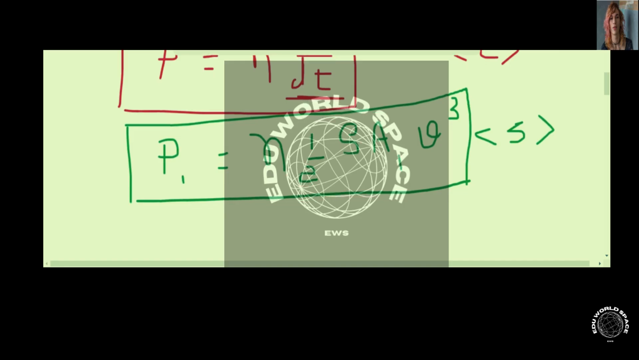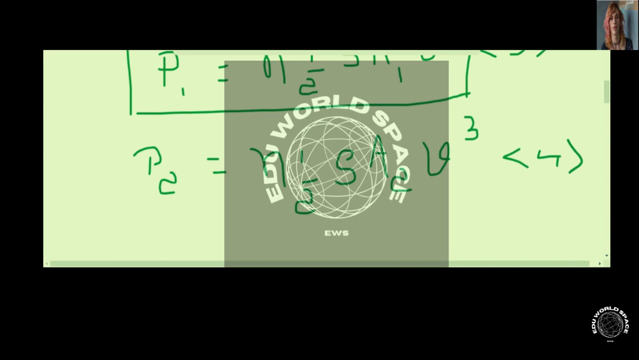Now for the second design, the power will be P2, and similarly we can write the efficiency eta. Here efficiency will remain the same, so eta 1, eta 2, or eta, all are equal. Now again 1 half rho, and instead of area A1, in the second design the area will be changed, so I can write A2, and the v cube as it is. Let's say this is equation number 4.